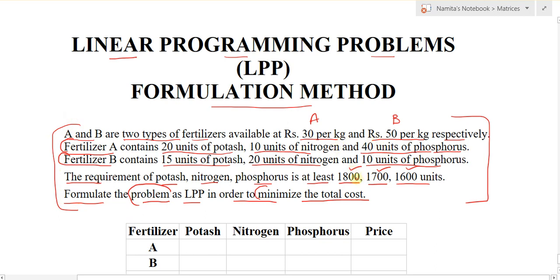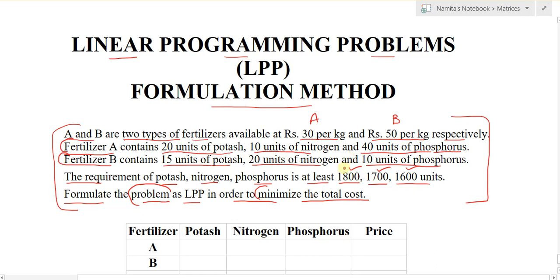formulate this problem. Okay, now in the formulation method there are a total of four steps. First step is to decide the decision variable. Second step is to identify the objective function. Third step is to identify the constraints and the last step is to identify the physical constraints, which are also called non-negativity constraints. So in these four steps we have to formulate the LPP problem.